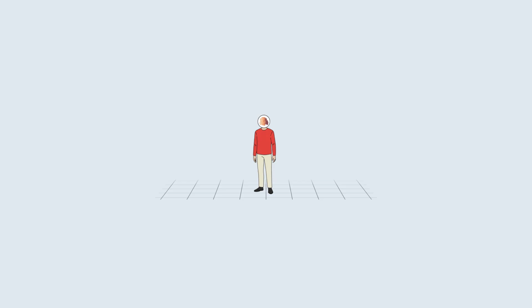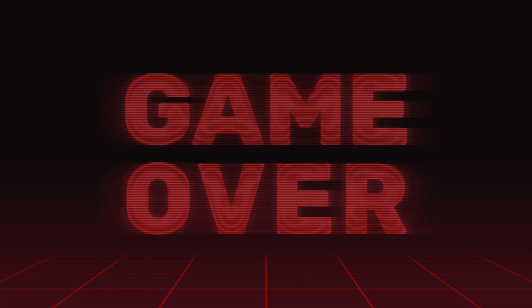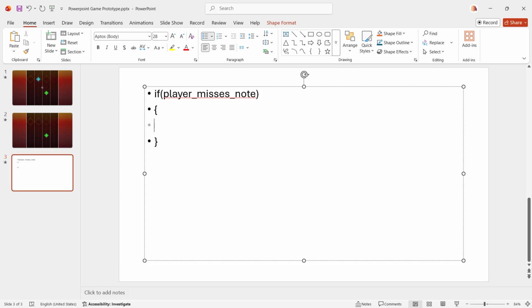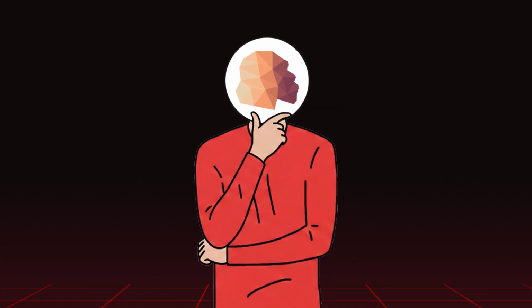The game works, but we are forgetting about one thing. What happens if the player misses a note? The game over state. Implementing game states involves coding, but I can't just type code into PowerPoint. We need to find another way to tackle this problem. Oh, I have an idea.